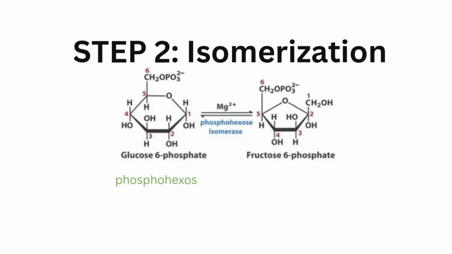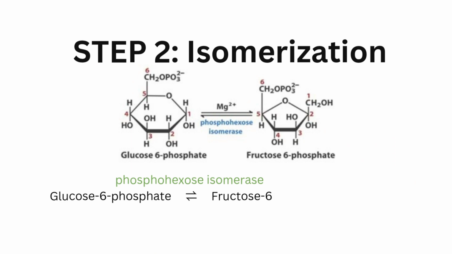Now let's move on to the second reaction of glycolysis, which is an isomerization reaction. In the first step, glucose was converted into glucose 6-phosphate. This molecule is impermeable to the cell membrane, so it must continue through the glycolytic pathway. In this step, glucose 6-phosphate is converted into fructose 6-phosphate by the enzyme phosphohexose isomerase. Here, there is no addition or removal of atoms, only a structural rearrangement takes place.